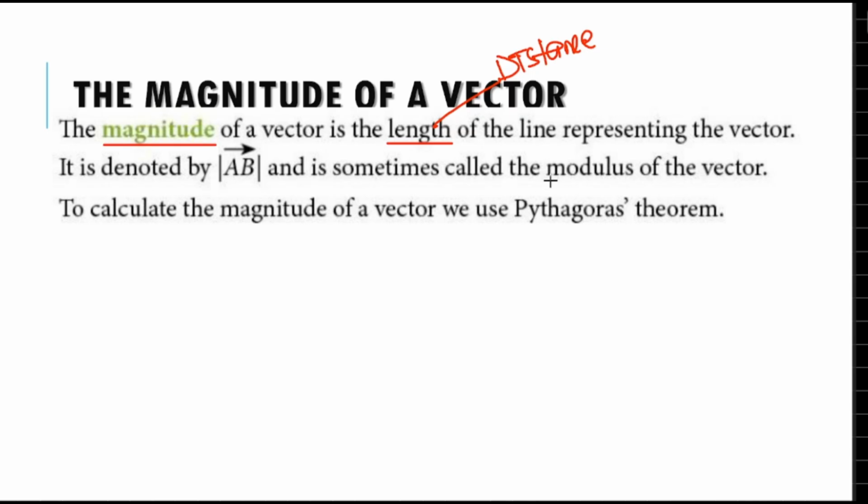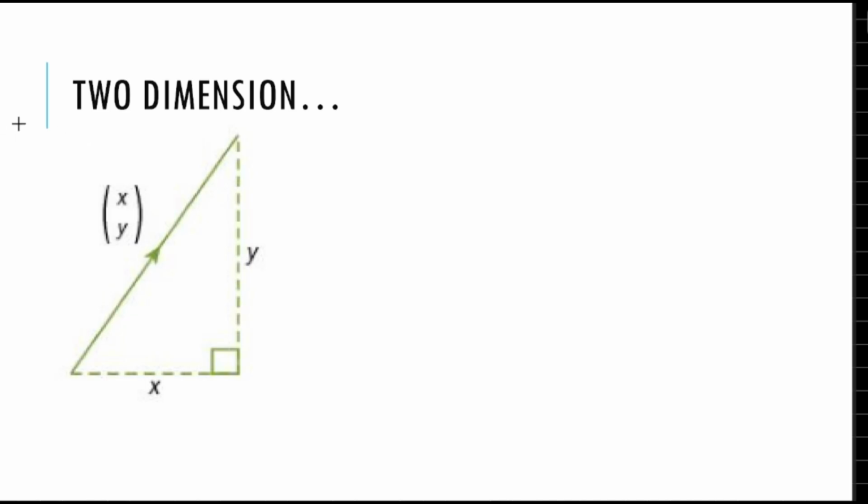Look at the name. Anywhere you see any of these four names, magnitude, length, distance, modulus, it means the same thing, and what you should calculate is the modulus of your answer. To calculate the magnitude of a vector, we use the Pythagoras theorem. Let's see if we have the theorem here. If we don't have it, we are going to derive the theorem. All right, so we have the pattern.